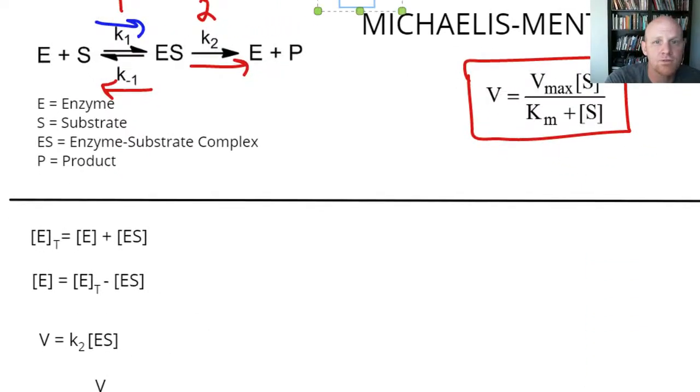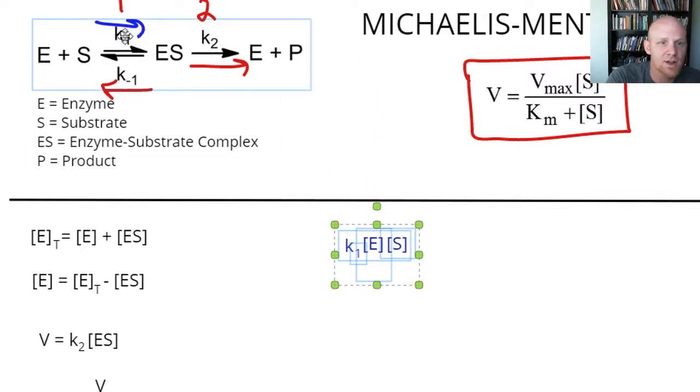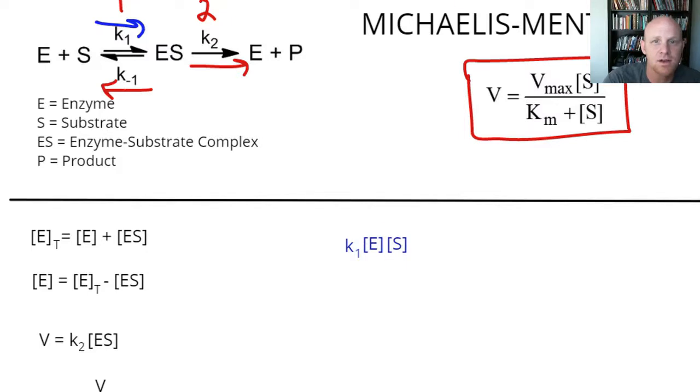So if we look at the rate law for step one, it's just the rate constant K1 times the enzyme concentration times the substrate concentration. If we look at the rate law for the reverse of step one, it's just K minus 1, the rate constant, times the enzyme substrate complex, which is the reactant for the reverse reaction. And then finally, the rate law for step 2: the rate constant K2 times the reactant in step 2, which is the enzyme substrate complex.